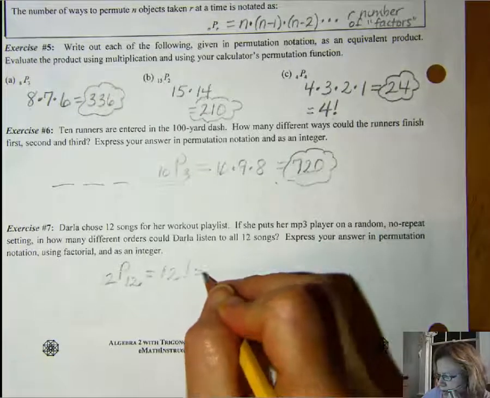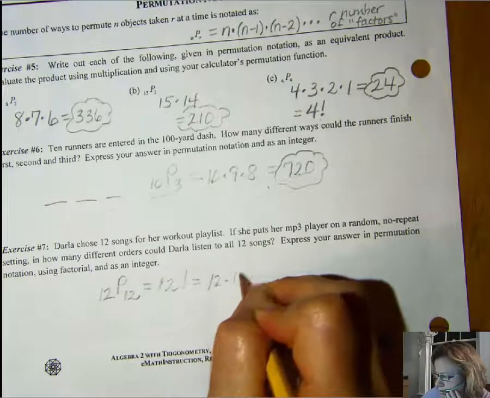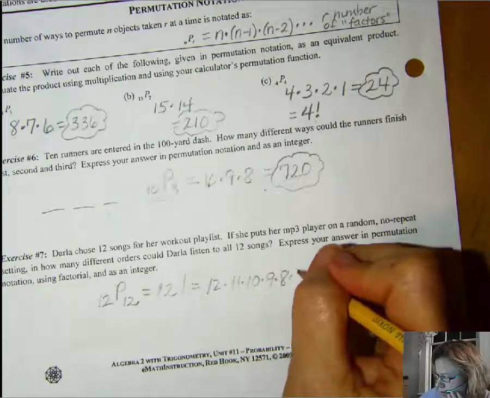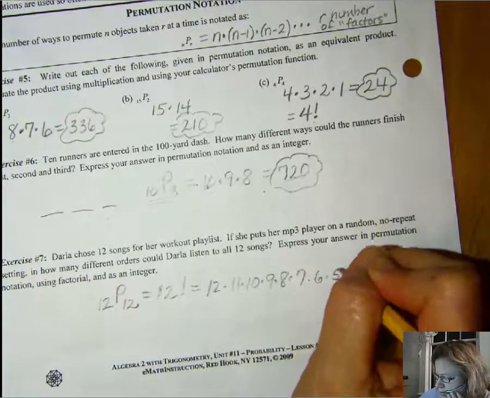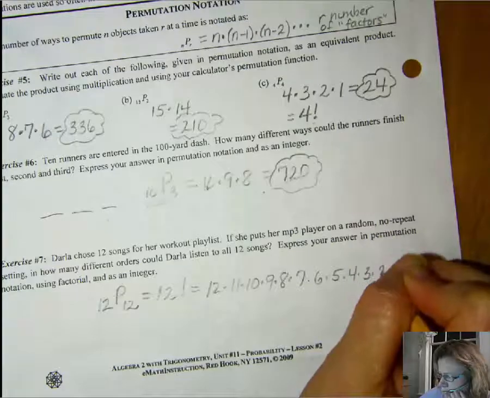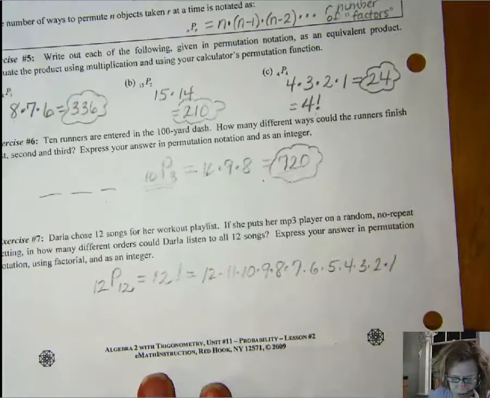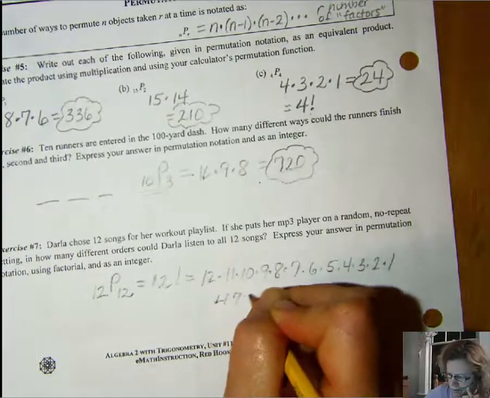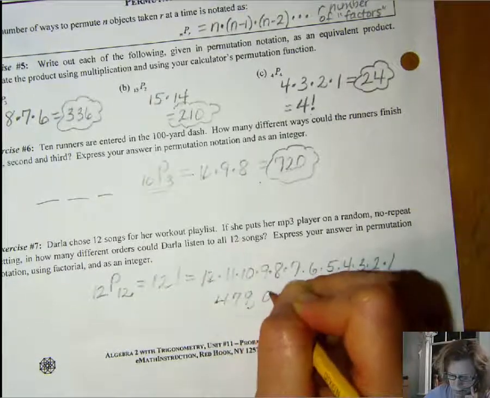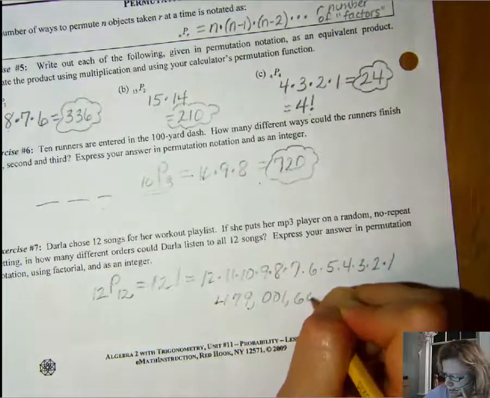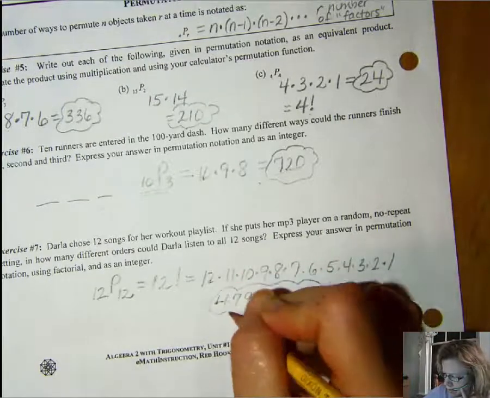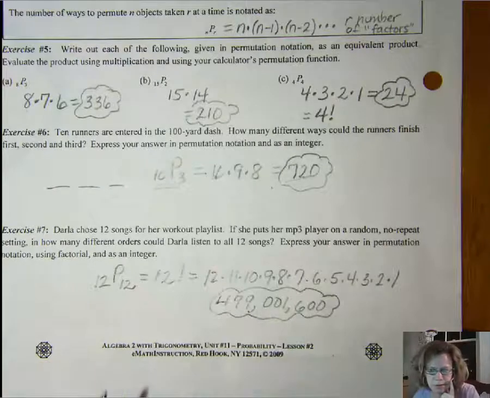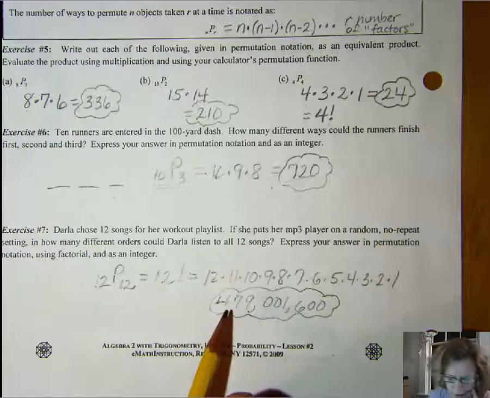which is the same as 12 times 11 times 10, going down 1 each time until you get to 1, which takes us to 479,001,600 possible ways to listen to those 12 songs. Now, of course, when the numbers get this big, we're going to be able to use our calculator, and I'll show you that next.